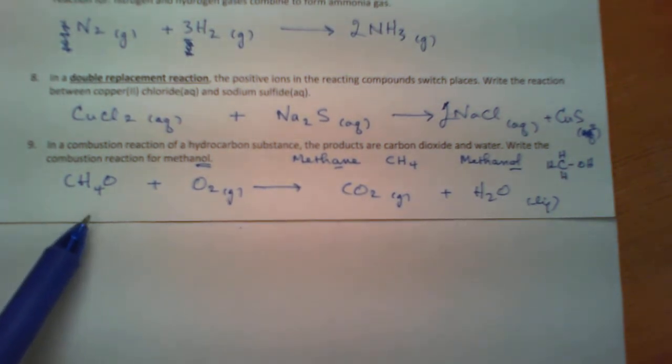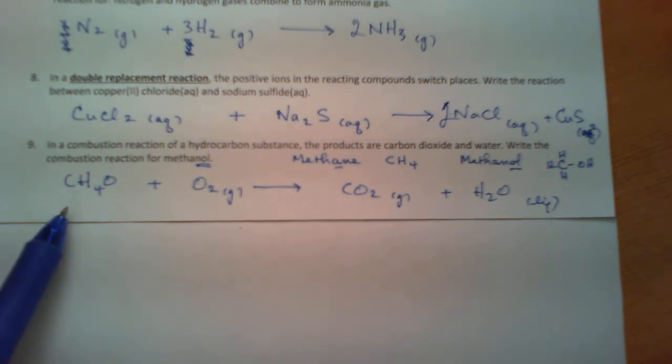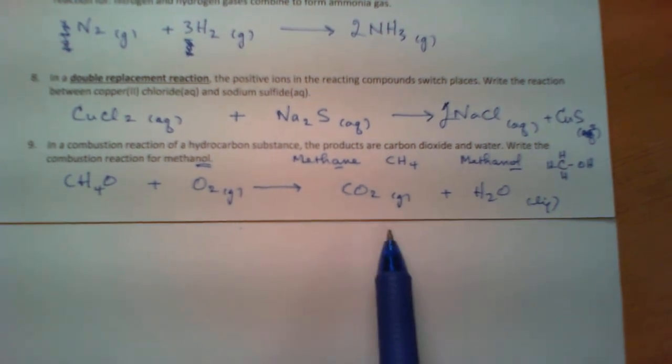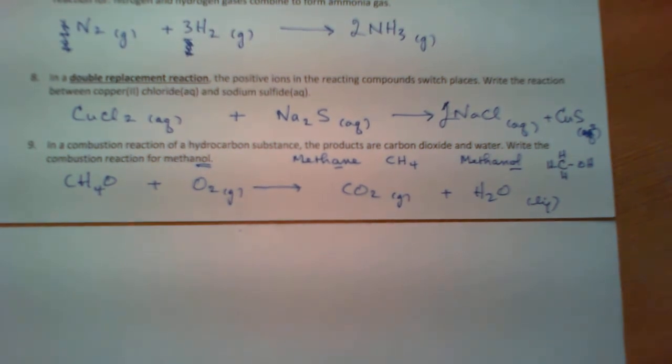We are asked to combust methanol. Again, that is CH3OH, so that's CH4O as a molecular formula, plus O2 gives me carbon dioxide and water. They are always going to be your products of combustion of a hydrocarbon or a carbohydrate. And now we need to balance it.